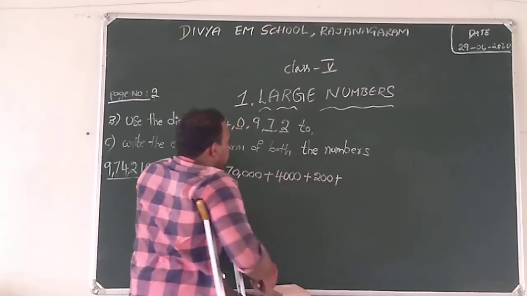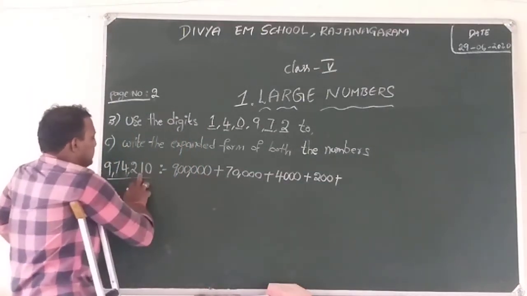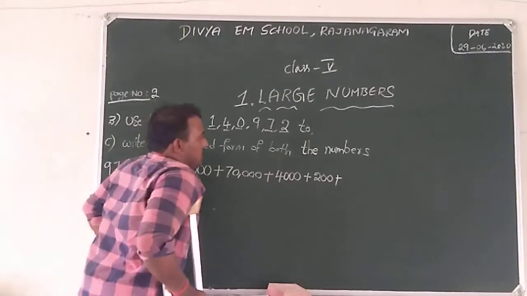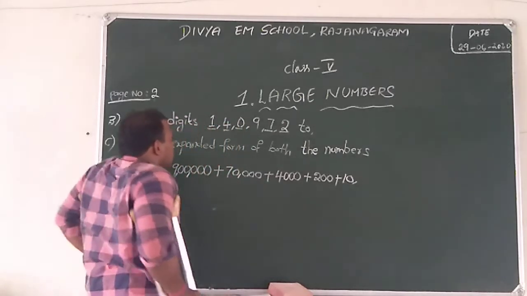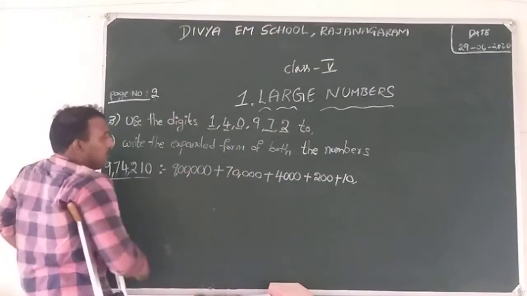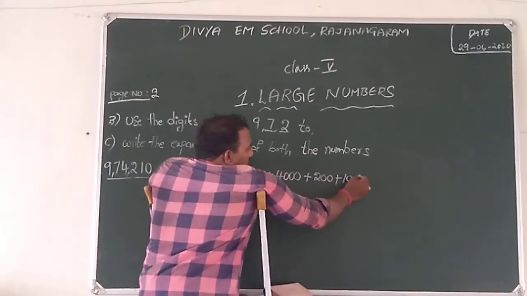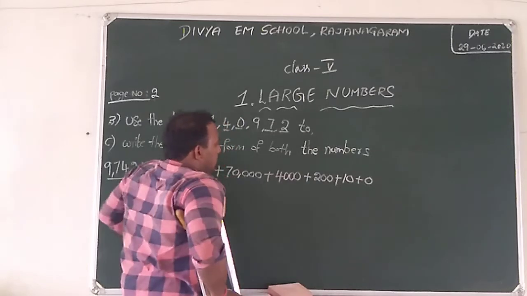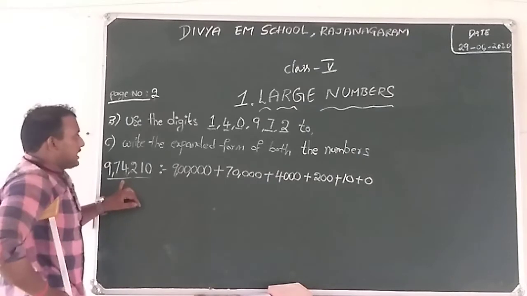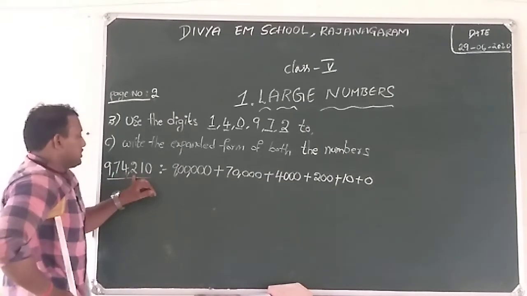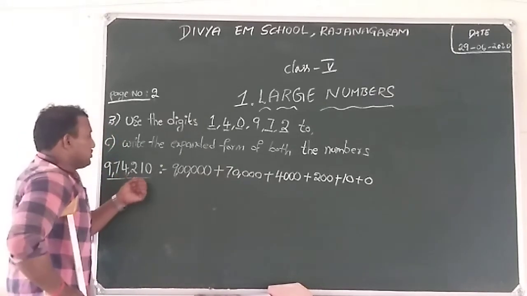Okay. Next, in the tens place we are having 1 here. So ones, tens, that is 1 ten is equal to 10. So in the ones place we are having 0. So we will write the 0 in the ones place. Okay, let's add these to form the expanded form of 9,74,210. When we add all these, this will become 9,74,210.